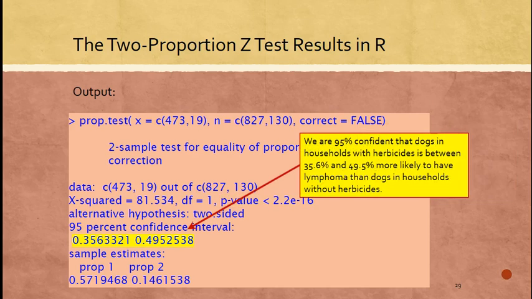And if you want to do a 95% confidence interval, you can see that the difference in proportions is somewhere between 36% and 50%. So we are 95% confident that dogs in households with herbicides are between 36% and 50% more likely to have lymphoma than dogs in households without herbicides. So looking at this, there appears to be a pretty big difference in the two groups. Again, the way we have selection, we can't necessarily extend this out to everyone, to all dogs. But for this result, the results are pretty striking.